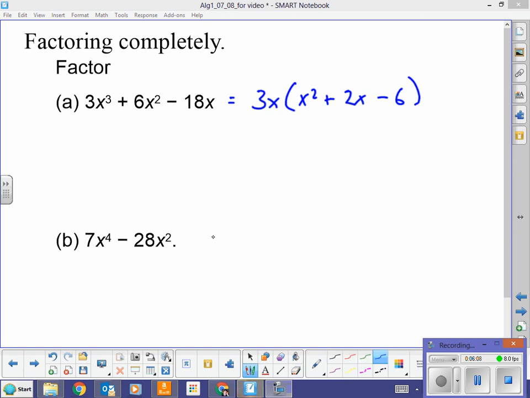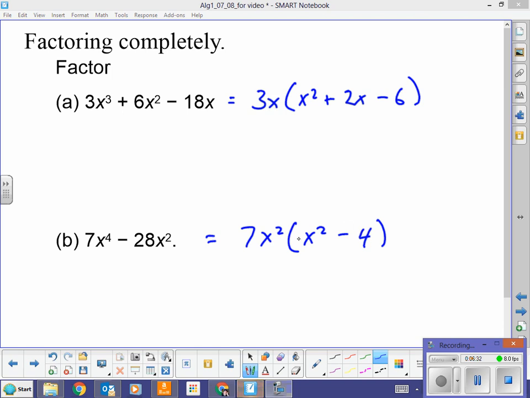Let's take a look at the second example here. Now it looks like I have a difference of 2 squares, except this, because it's a binomial, but we'll see. The first thing I have to do is factor out the GCF, right? My GCF here is going to be 7x squared, it looks like. That's going to leave me x squared minus 4.